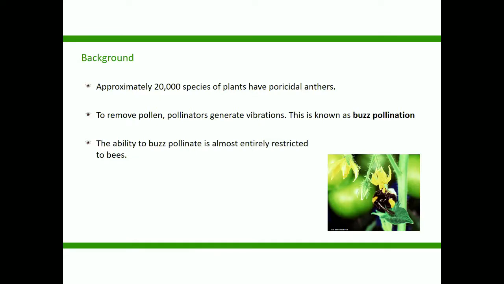And the ability to buzz pollinate is almost entirely restricted to bees, most notably bumblebees. One species of hoverfly is also known to be able to do it. And interestingly, honeybees are not able to perform this pollination. And plants that need to be pollinated in this way include some very economically important crops, for example, tomatoes pictured here, and also potatoes, aubergines.